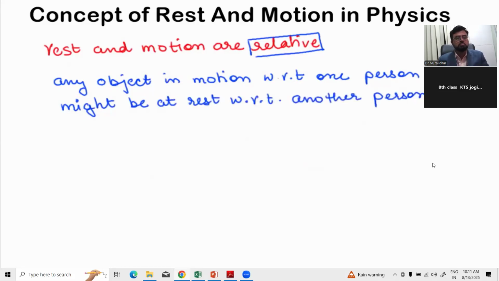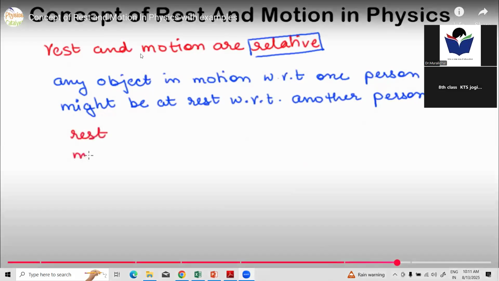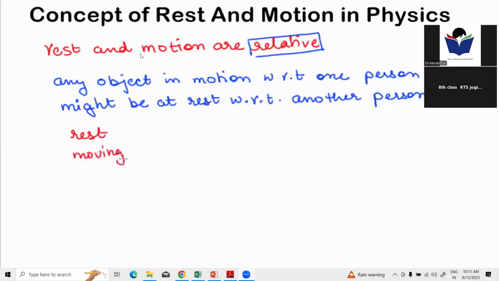For example, consider the case of a book kept on the table. Now you picked up the book and started moving. Now this book in your hand when you are moving is at rest. But the same book is in motion, or moving, with respect to the walls of the room.